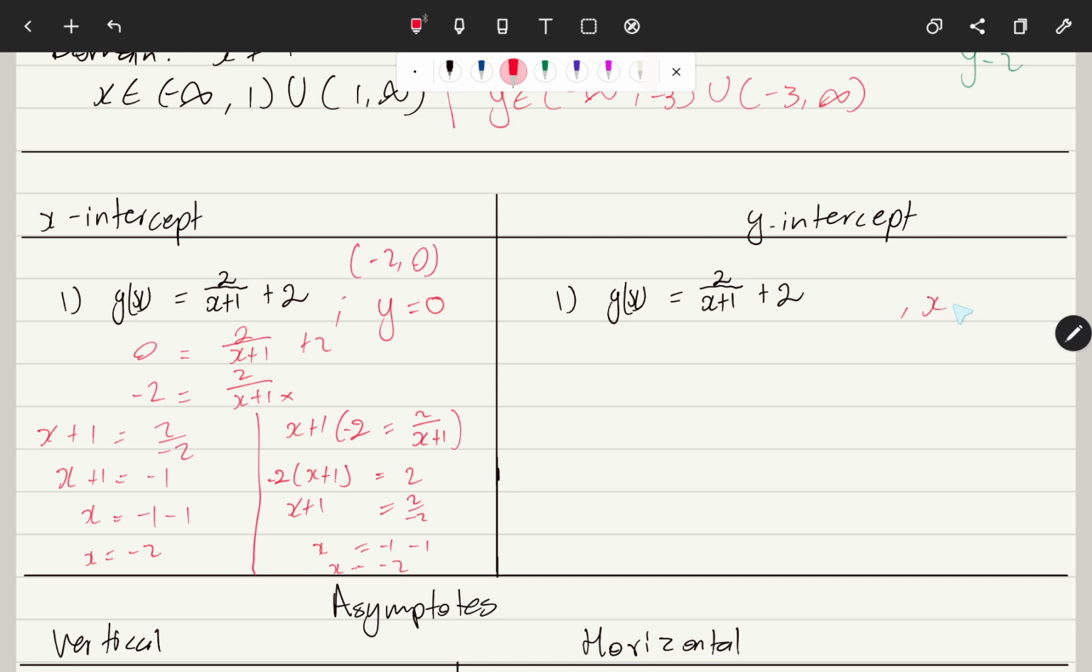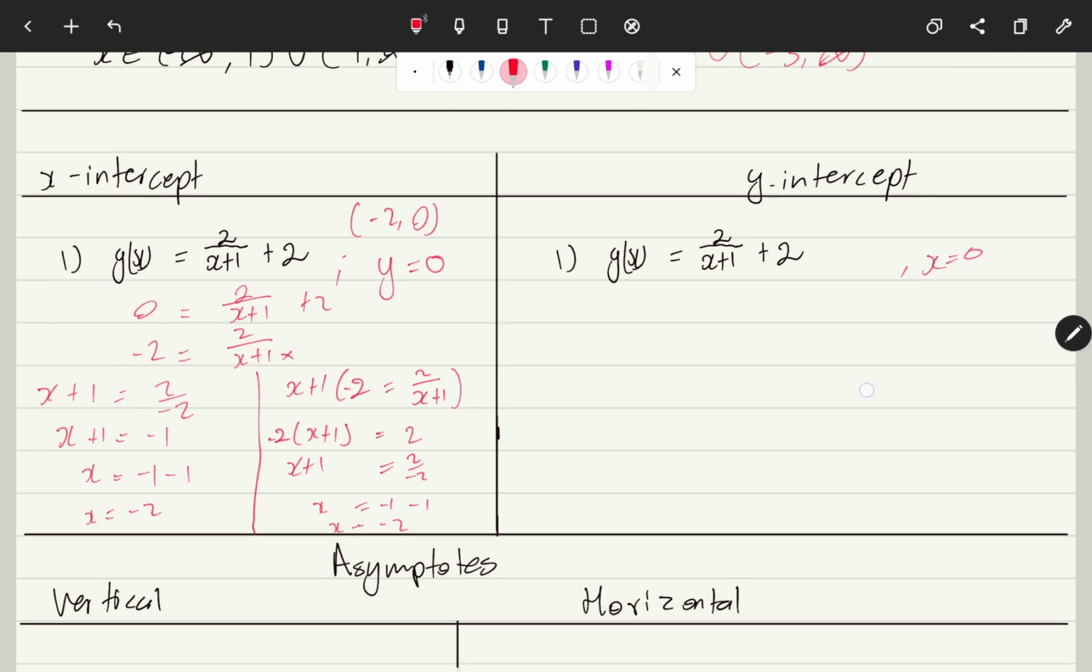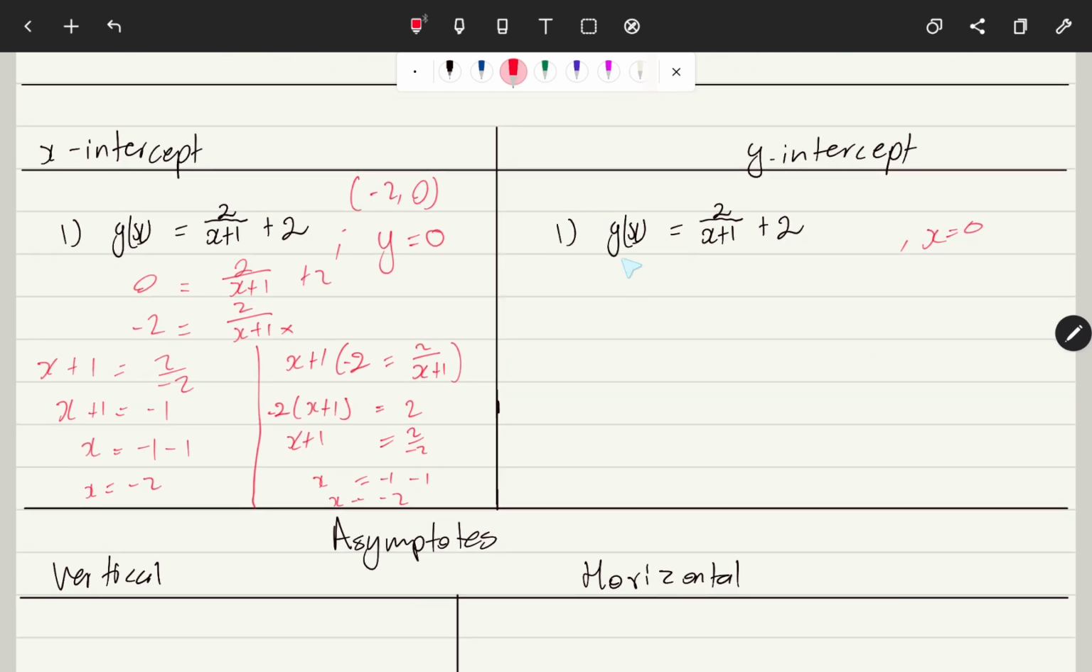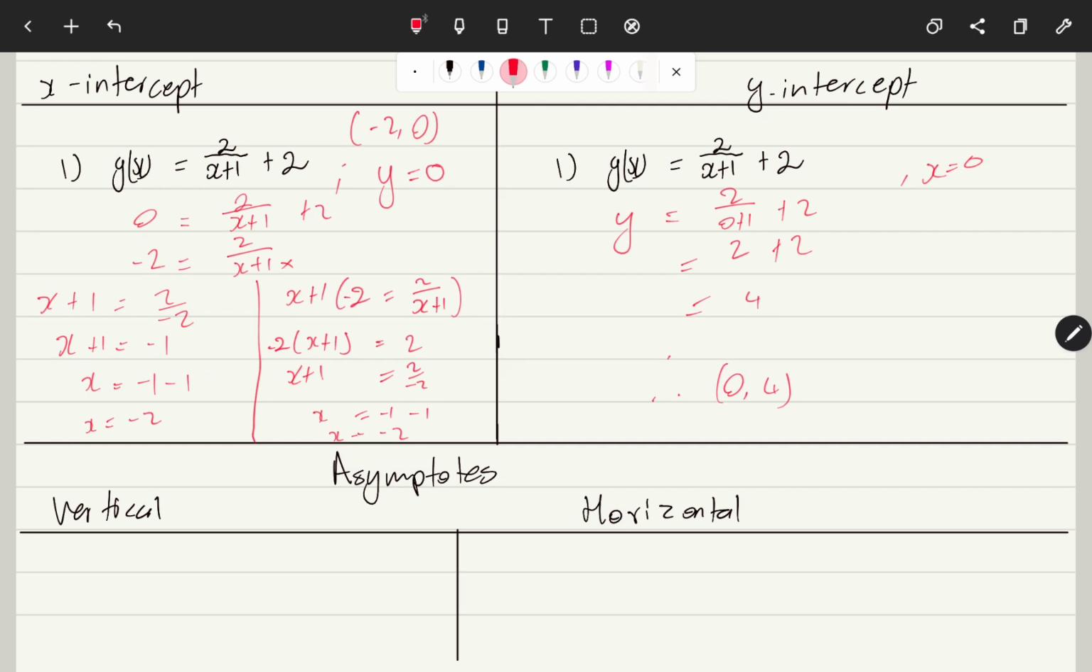Let's go for the y-axis. x equals 0. So with x equals 0, where we see x, we put 0. So we have 2 over 0 plus 1, plus 2. We have 2 plus 2. We have 4. And therefore, we have 0 and 4 as our y-intercept, right?